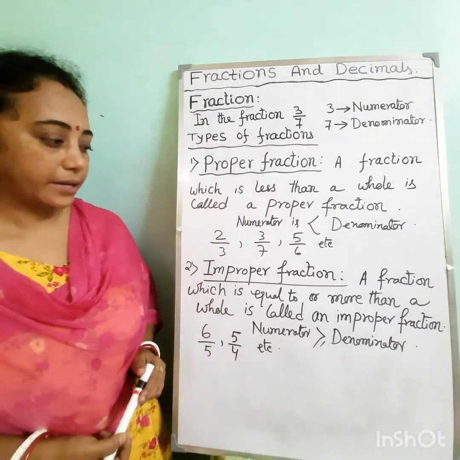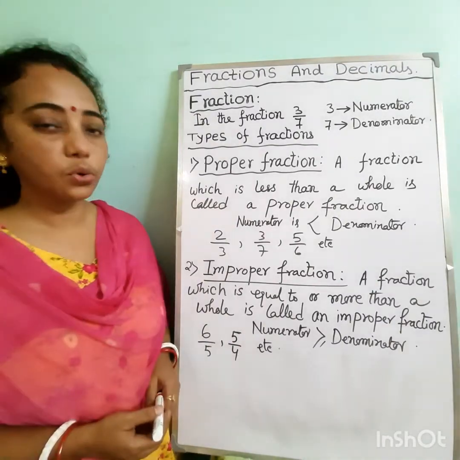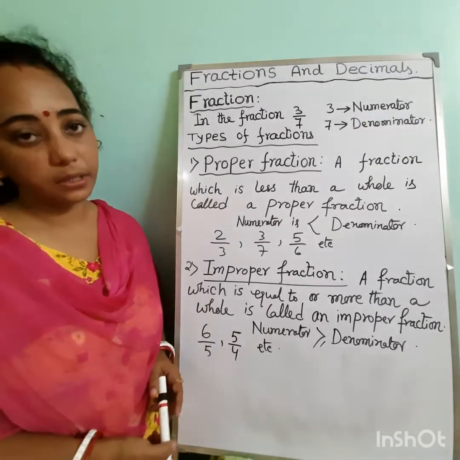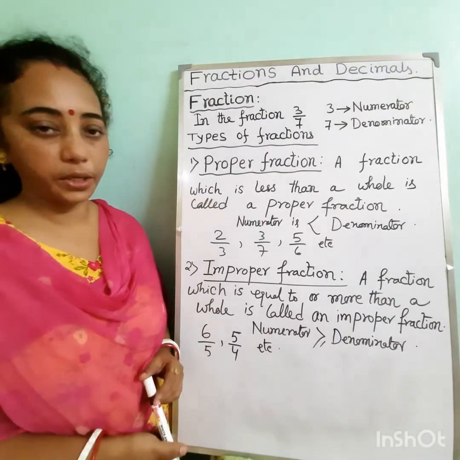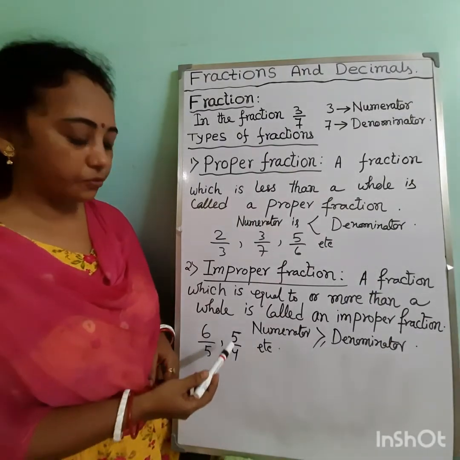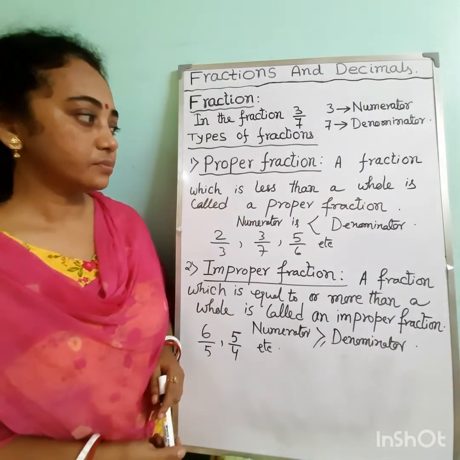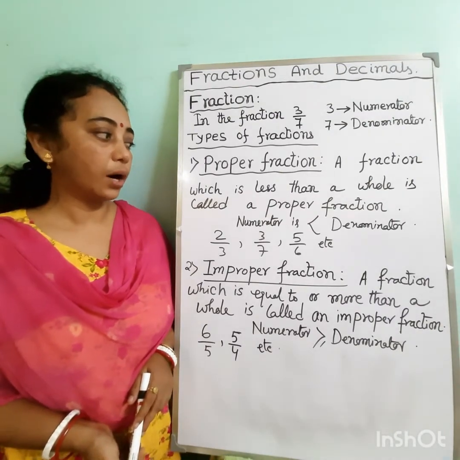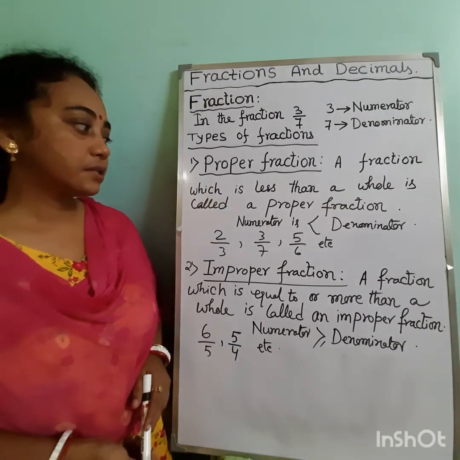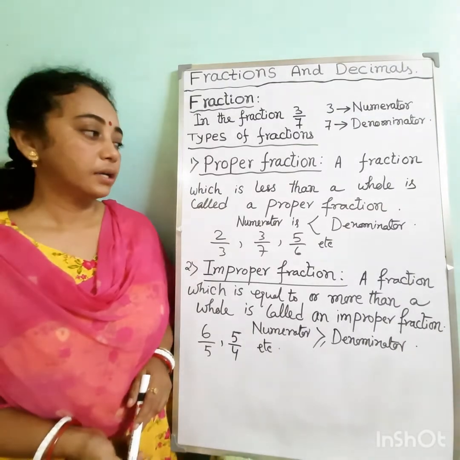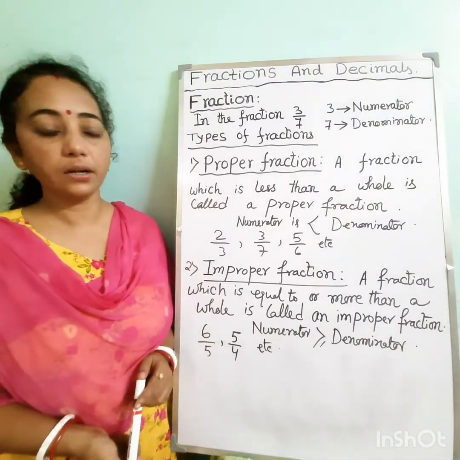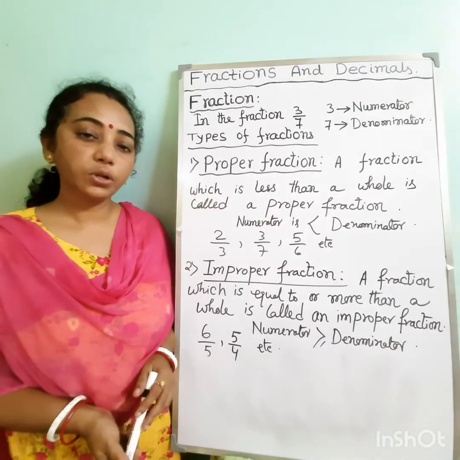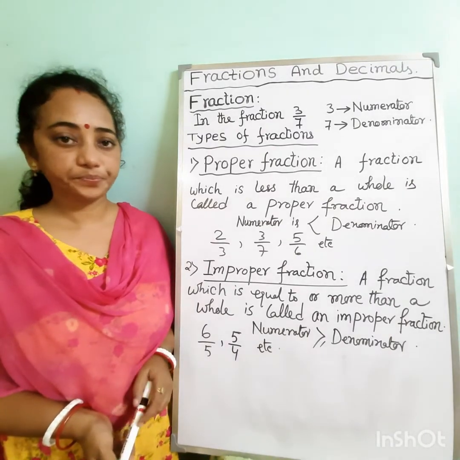Come to improper fractions. A fraction which is equal to or more than a whole is called an improper fraction. Here the numerator is greater than or equal to the denominator. For example, 6/5, 5/4, etc. In proper fractions, the value of the fraction is always less than 1 because it is a fraction which is less than a whole. But for improper fractions, the value of the fraction is either equal to 1 or greater than 1.